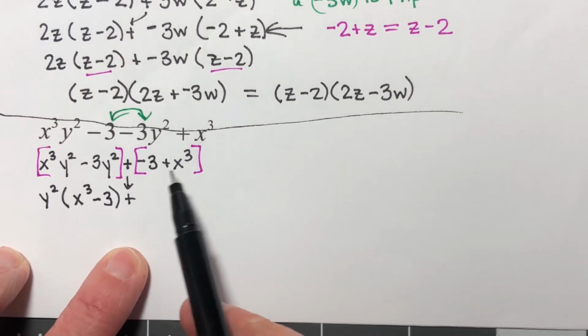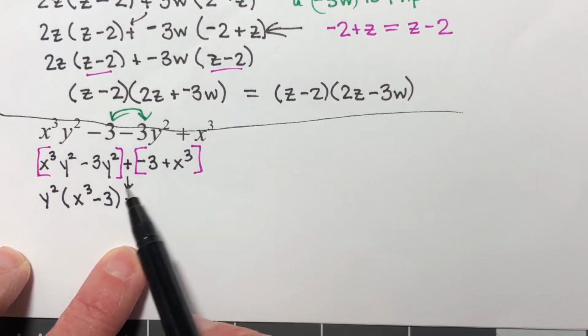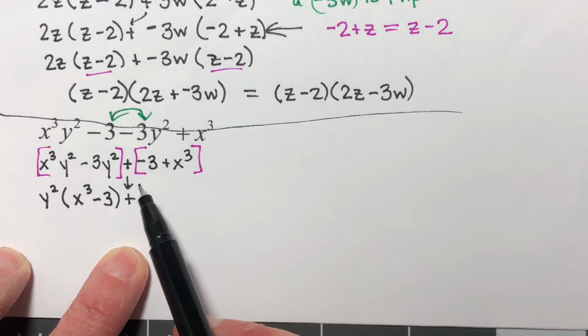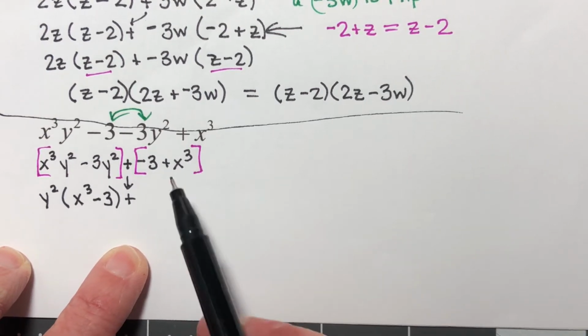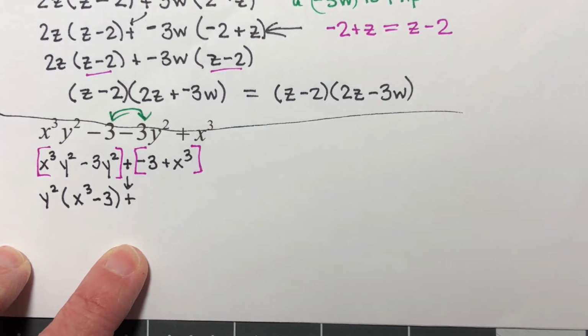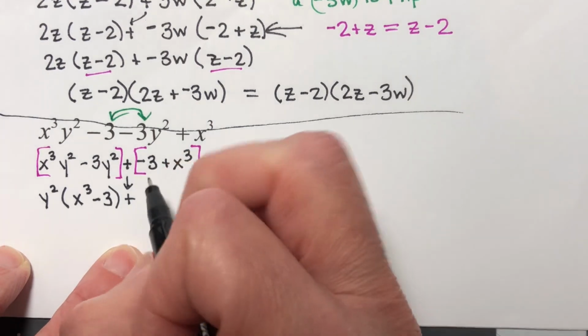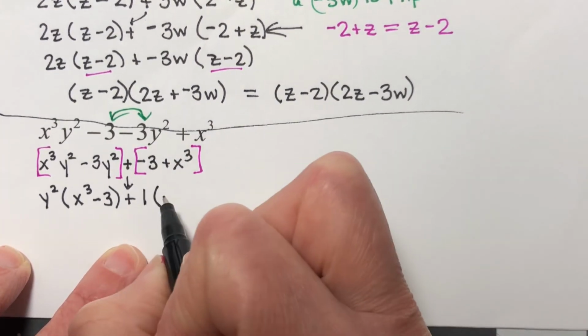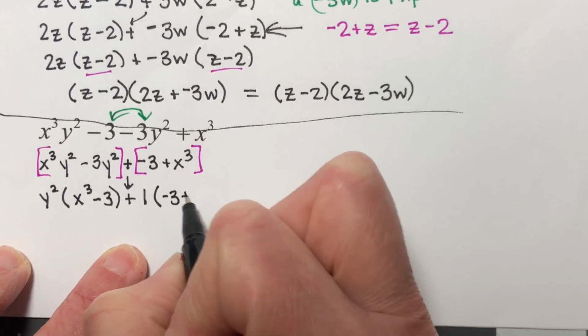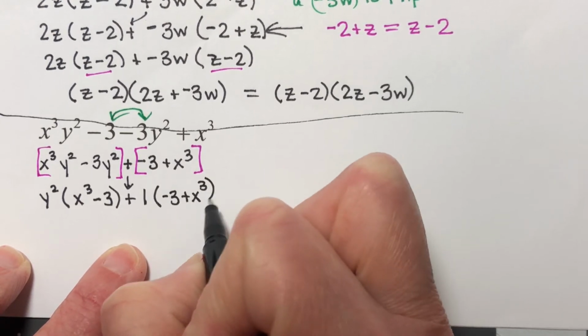What can I factor out of here? Nothing really. If we were just asked to factor out the GCF, and there's not really one, the 1 is a GCF, but we would tend to say it's prime. When you're factoring by grouping, you always want to factor out something. So if the only thing you can factor out is a 1, factor out a 1. And I have negative 3 plus x cubed.